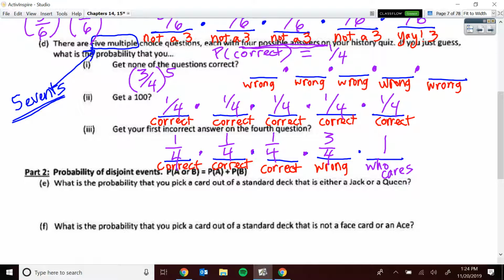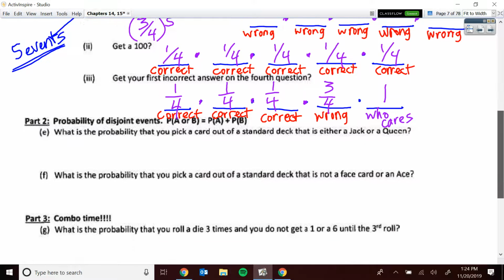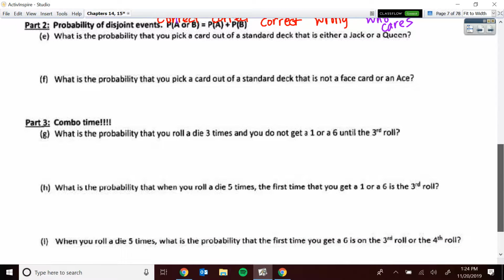100% right or wrong. 1/4 plus 3/4 is 1. So see, that's why that last one doesn't matter. They didn't specify. That's why you can leave that off. Now, let's go into parts 2 and 3.